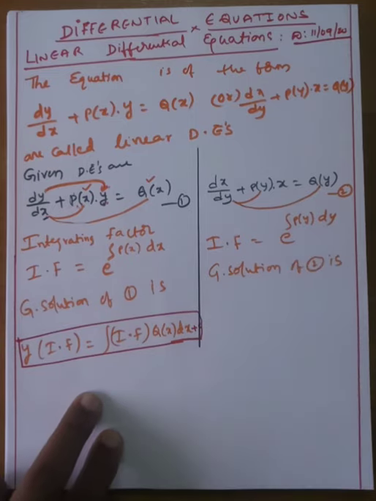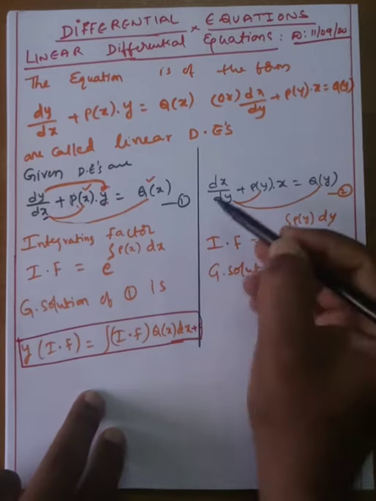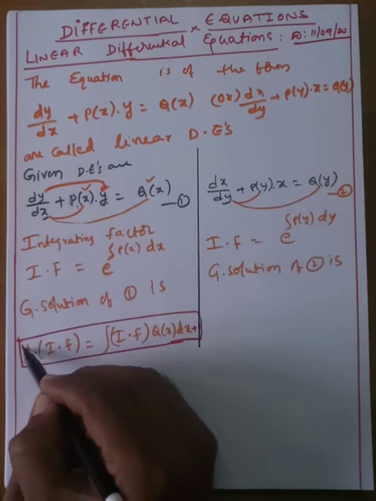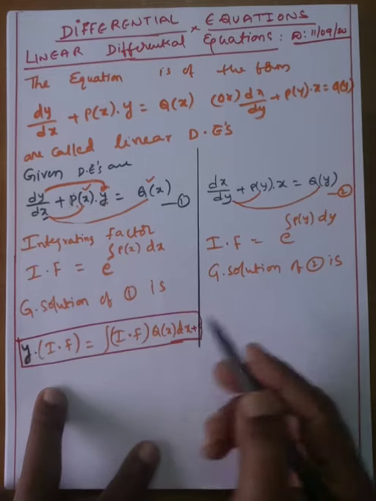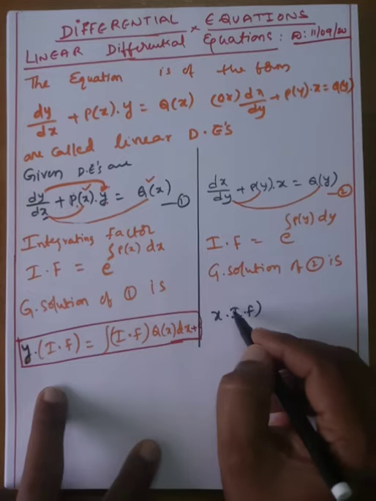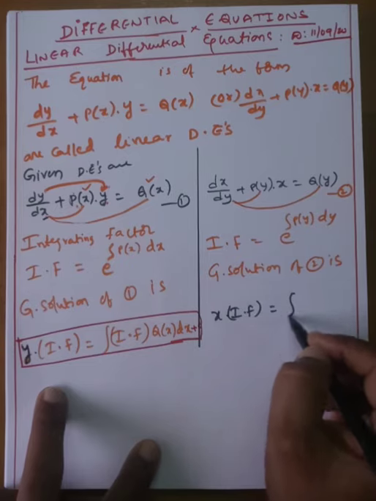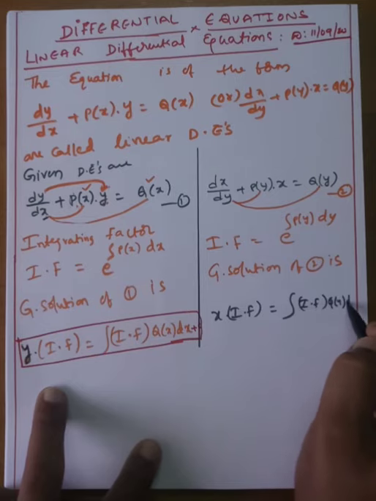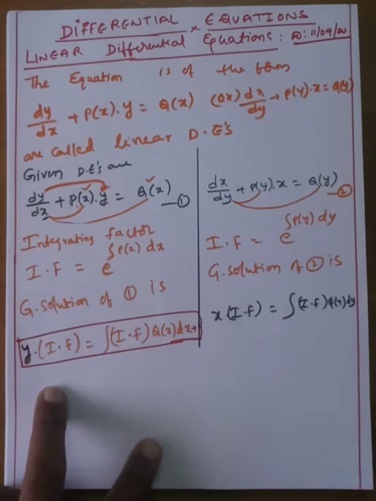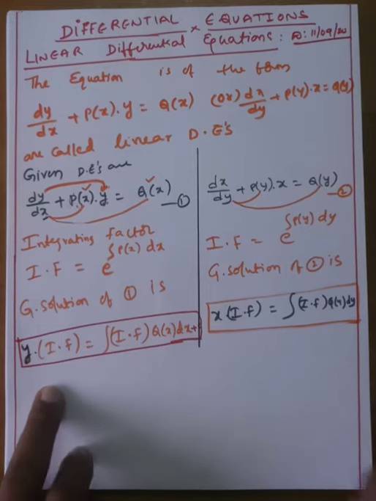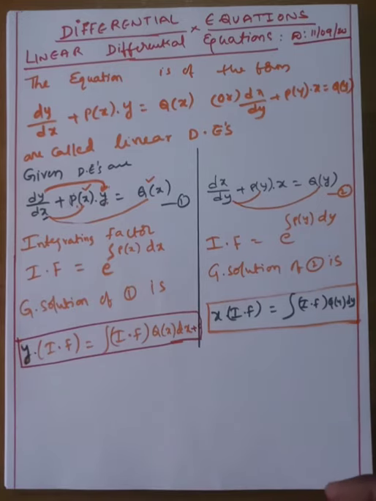The general solution of equation 2 is: here also, dependent variable x into integrating factor is equal to the integral of integrating factor into q of y dy. Okay, my dear students, in this way we will write the formula. After that we complete the integration, we will get the answer. I hope that you understood or not.